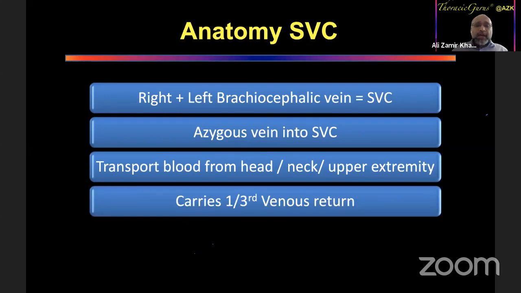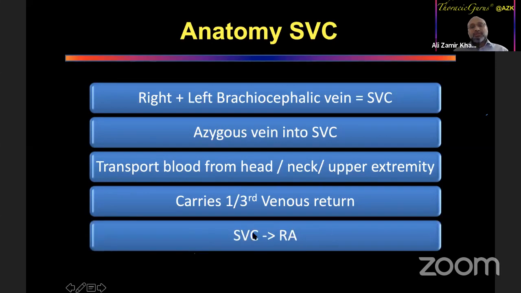The mission of the SVC is to transport blood from the head, neck, and upper extremities. And importantly, it carries almost one third of the venous return. But the problem is not that it carries one third of the venous return. The problem is the areas from which it carries venous return are very, very critical, mainly the brain. So anything that causes SVC obstruction will cause back pressure changes, and it's not such a good idea for the patient. Okay. The SVC, as we said, drains into the right atrium.